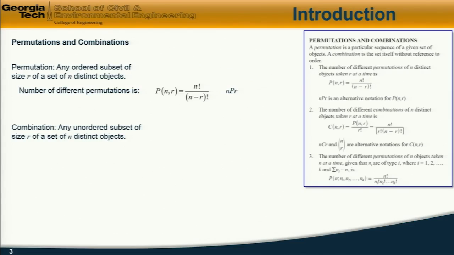On the other hand, a combination is an unordered subset of size or length r of a set of n distinct objects. And the number of different possible combinations is given by C(n,r), which is the number of permutations divided by r factorial, or n factorial divided by r factorial times (n minus r) factorial. And this is sometimes written as either nCr or n choose r in this fashion here.